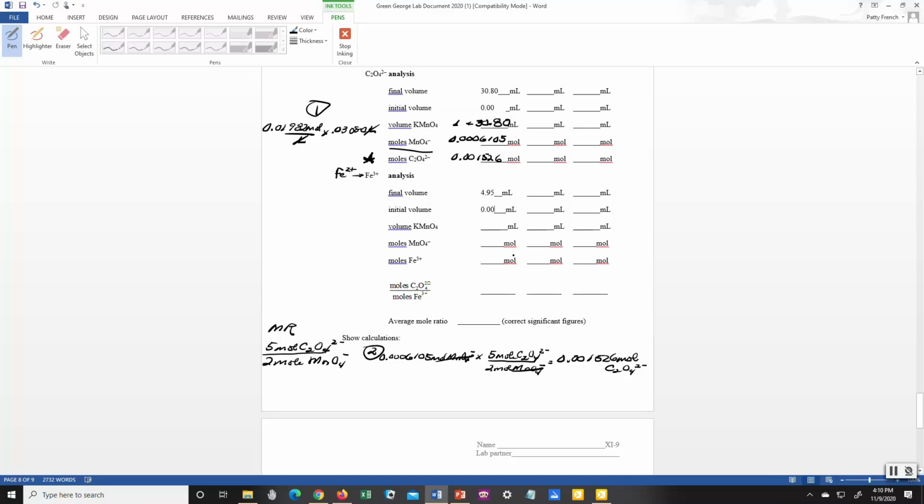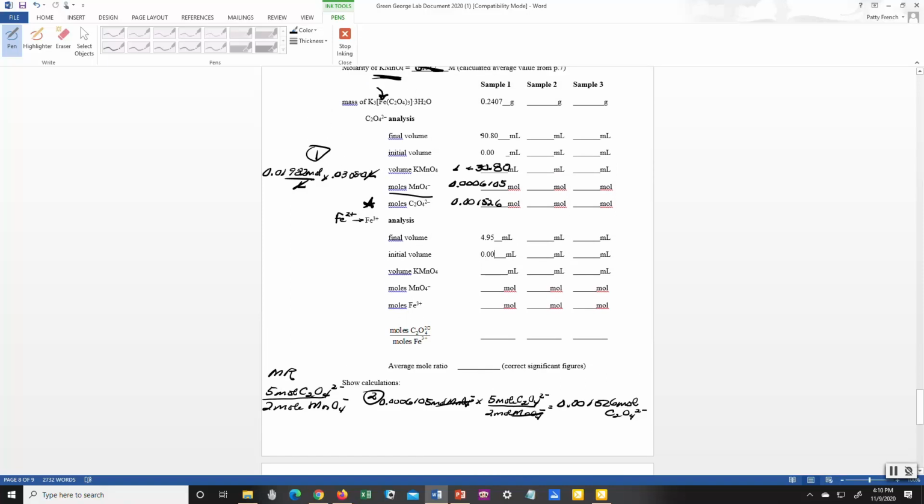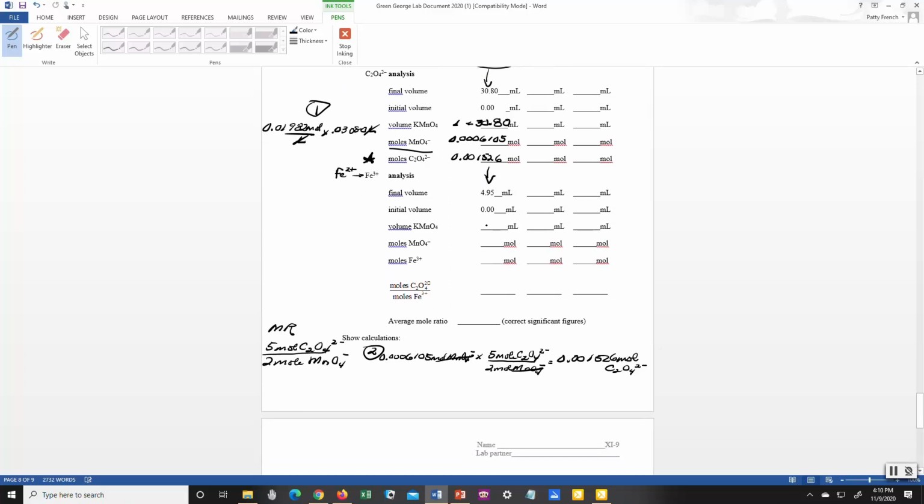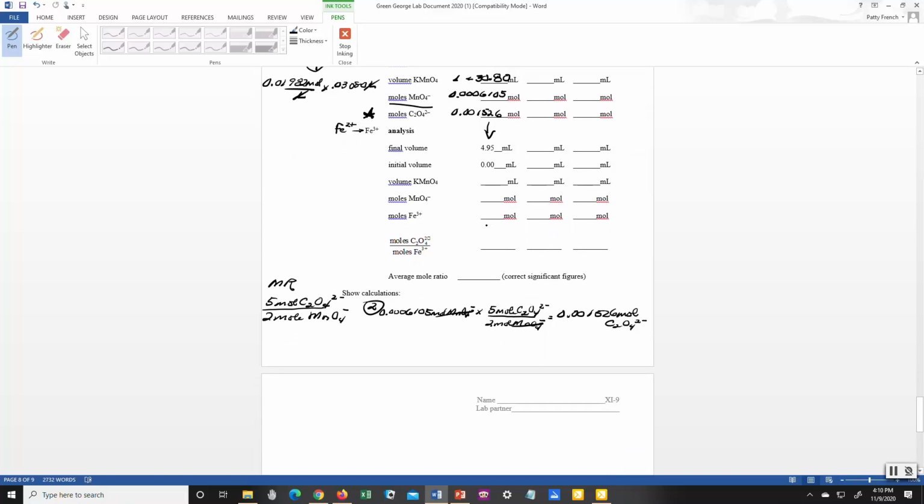Remember, you used the exact same flask, so I didn't have to have a new mass. This was the mass I used for all of these titrations in this column. All right, so as you can see, the iron did not take anywhere near as much permanganate to titrate as did the oxalate. So let's check it out. We have a volume of potassium permanganate that we used of 4.95 milliliters.